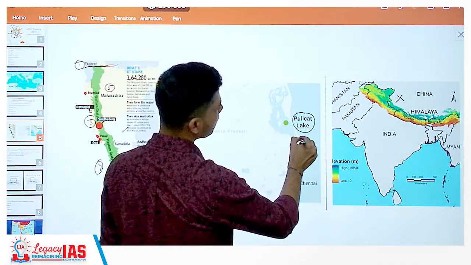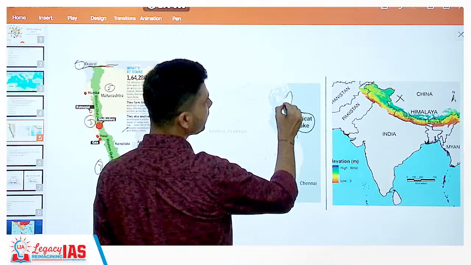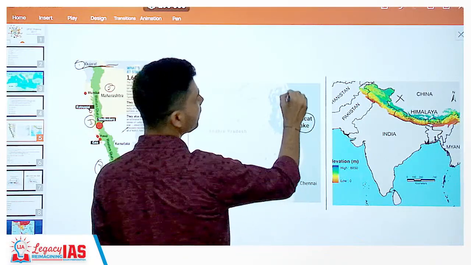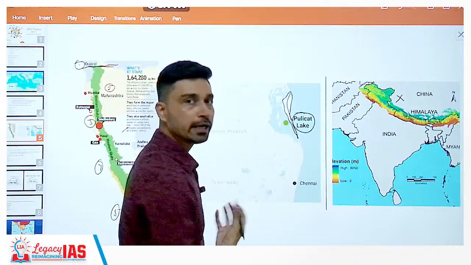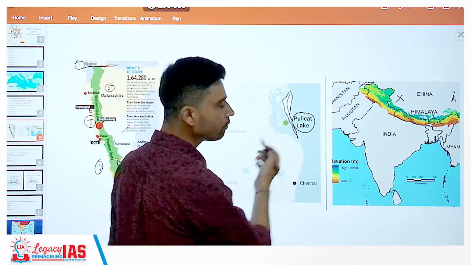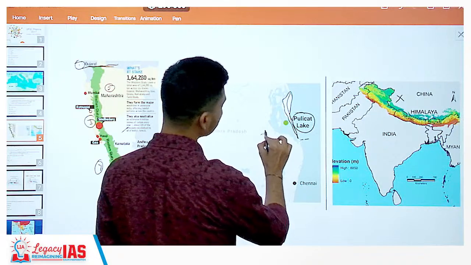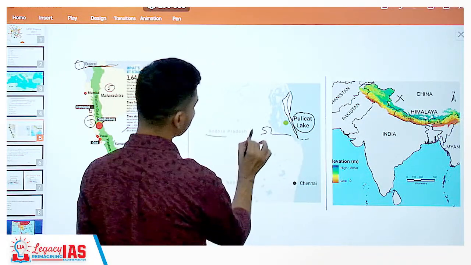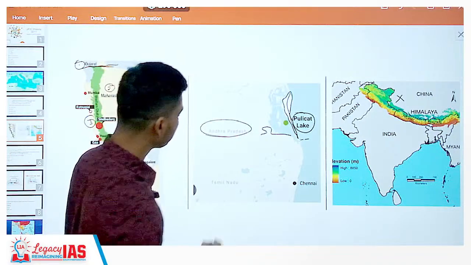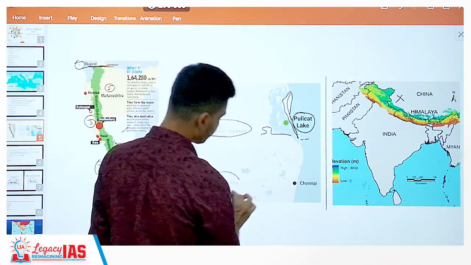Pulicat Lake, we can see, is bound by a kind of spit or island here, and thus it is a kind of lagoon because it is surrounded by land from 3 sides and open to the ocean from one side. It also has a border between 2 states, as you can see from here. In the north it is shared by Andhra Pradesh, and in the south it is shared by Tamil Nadu.